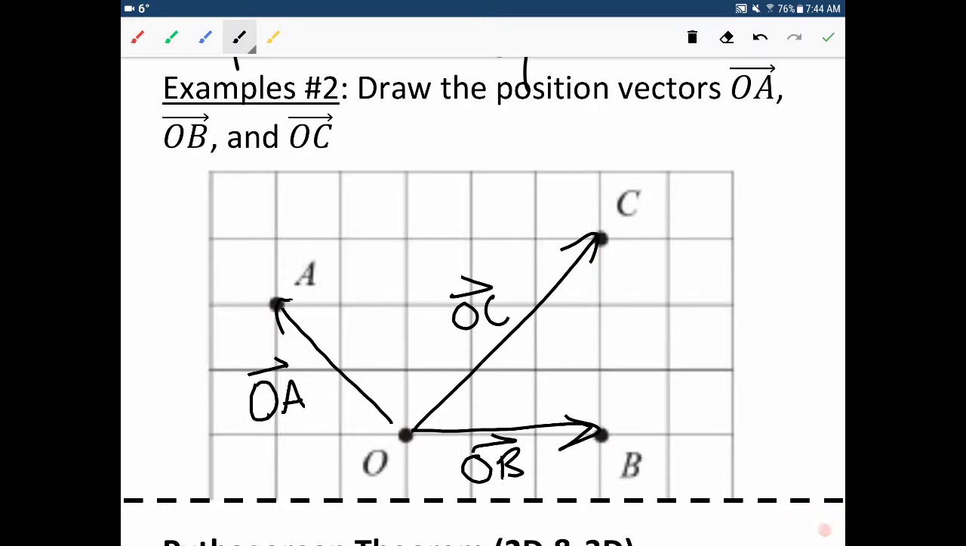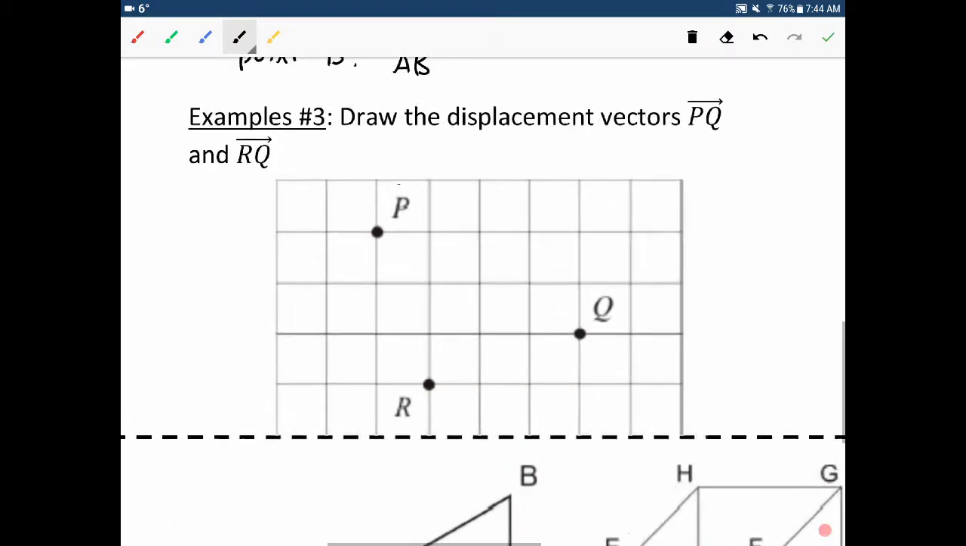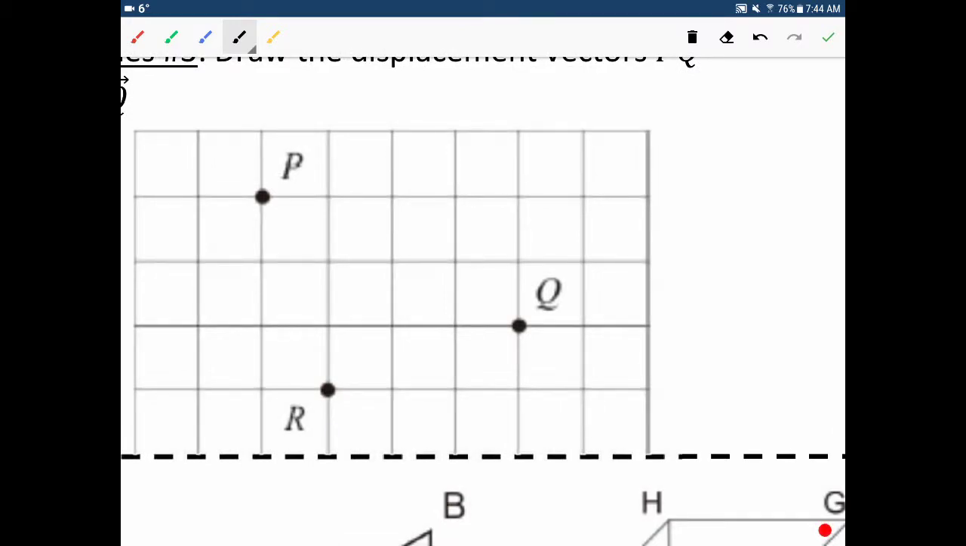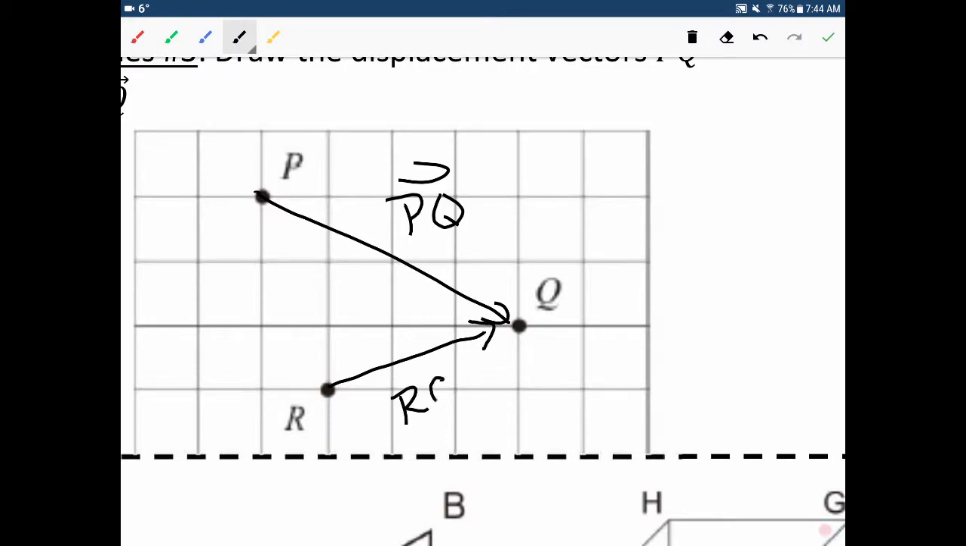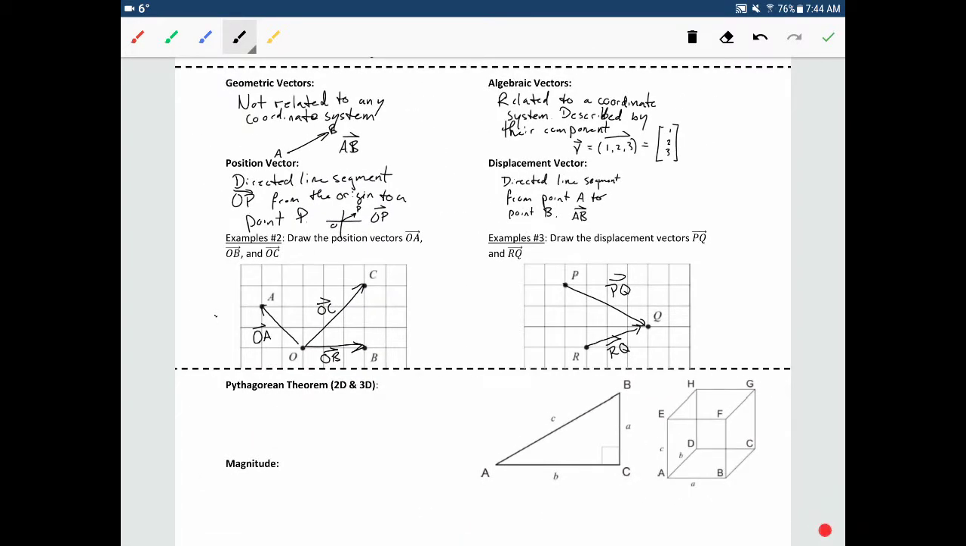Not terribly complicated. If we draw the displacement vectors, PQ and RQ, again we're on a grid here, so I go P to Q, and we go R to Q, for RQ. The only difference between those two is that for position vectors you always have to start at the origin, and for displacement vectors, you just start wherever it tells you to start.